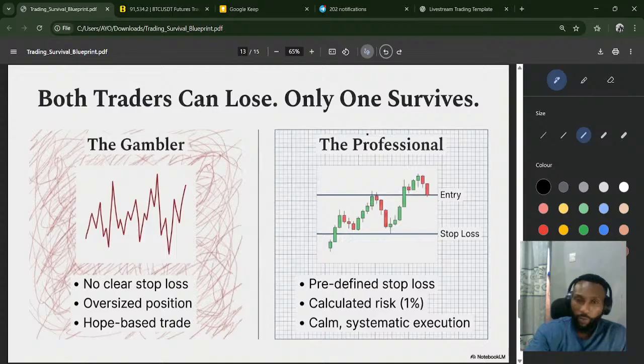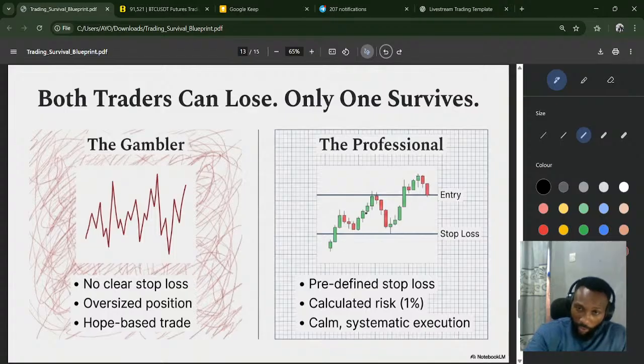And the professional, see the professional's entry. You can see the line. This is the entry in the trade. You can see the graphs. This is the stop loss down here.